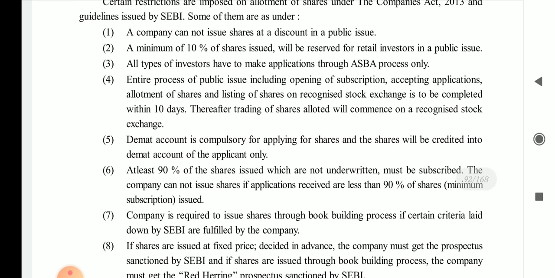First one is the company cannot issue shares at a discount in a public issue. See, the company has to compulsorily issue a share at a face value, not a discounted price.